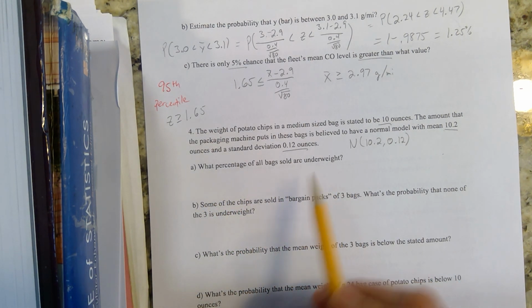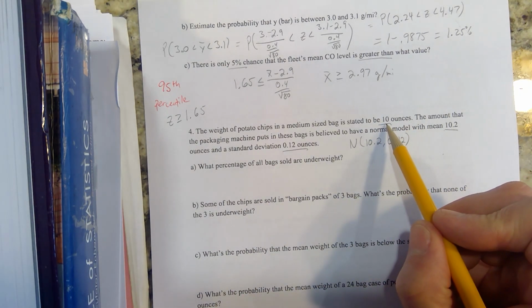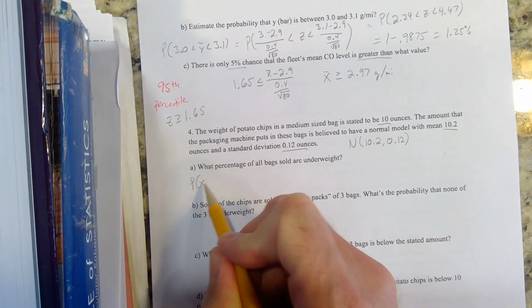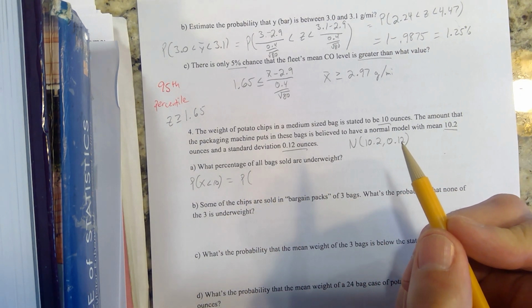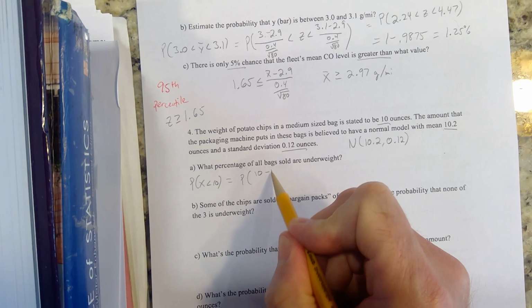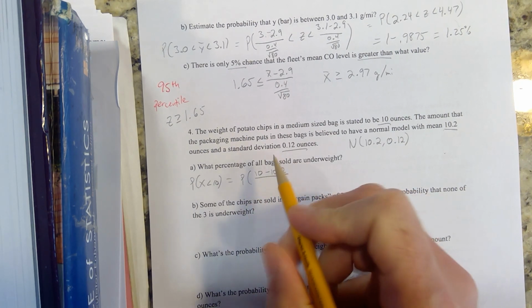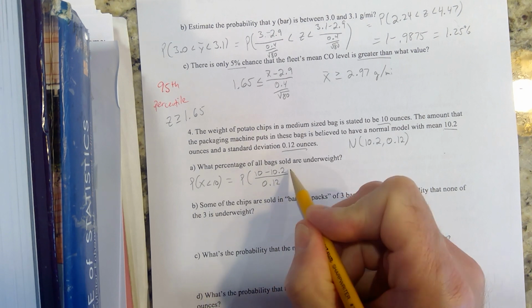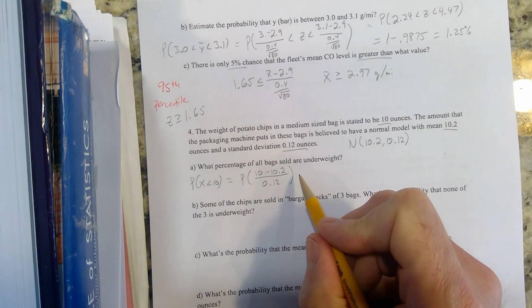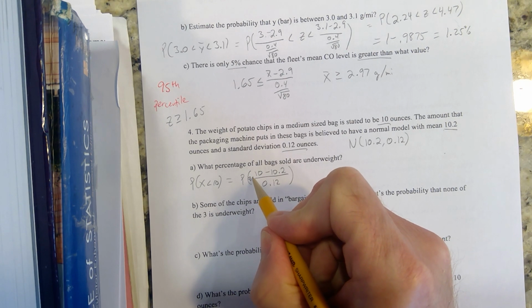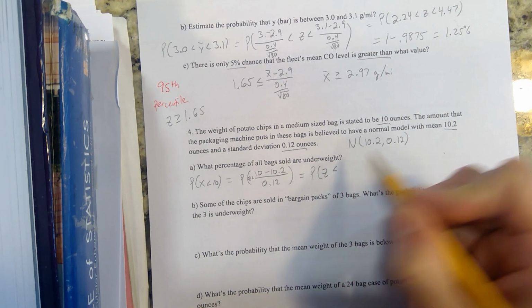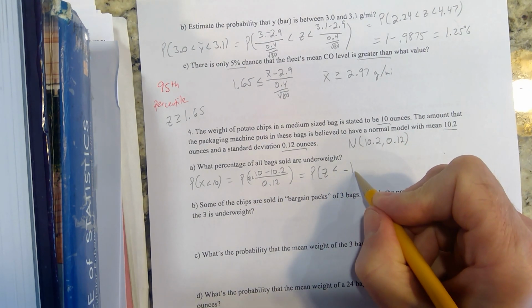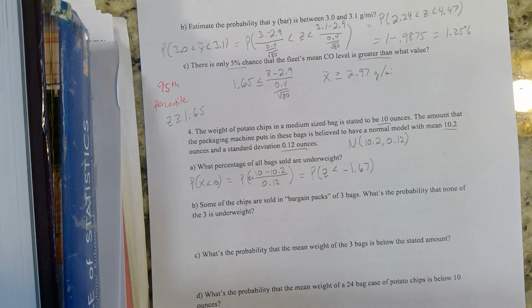What percentage of these bags would end up being underweight, or in other words, below the 10 ounces that are printed on the bag? So probability that X is less than 10. Again, get our z-score. How many standard deviations are we from the mean? So 10 minus 10.2, oops, I forgot my z there, and work that out. We get negative 1.67 standard deviations.